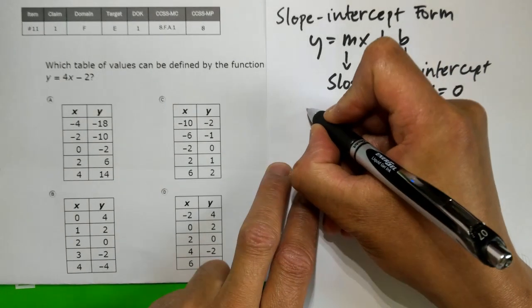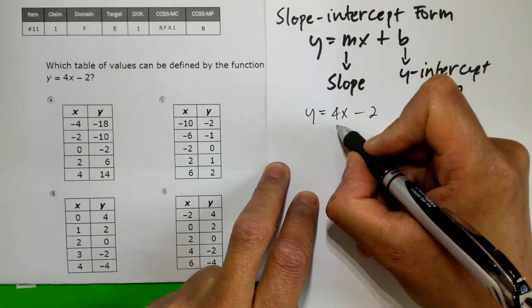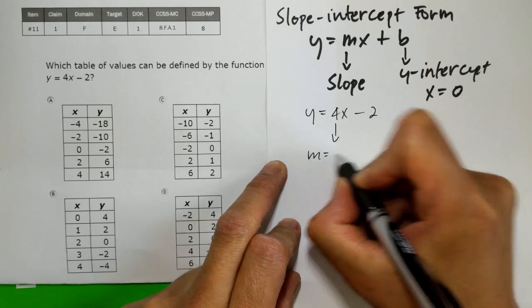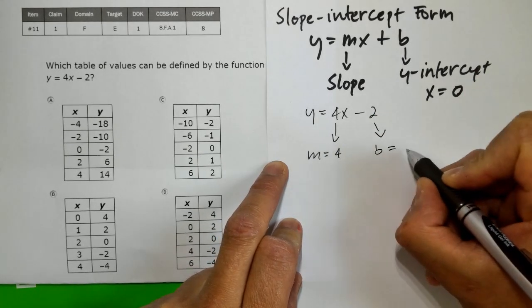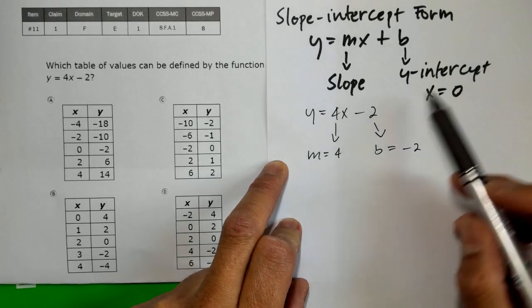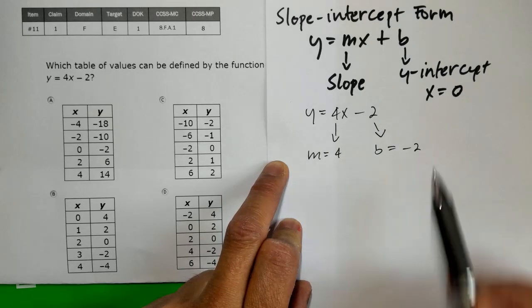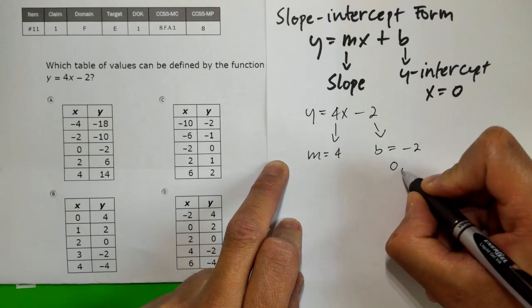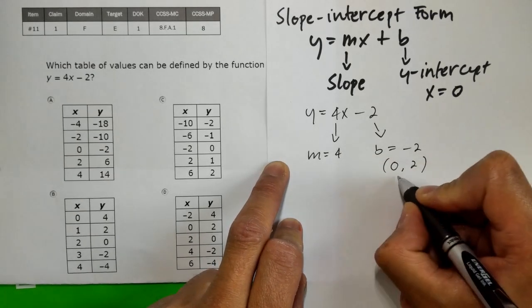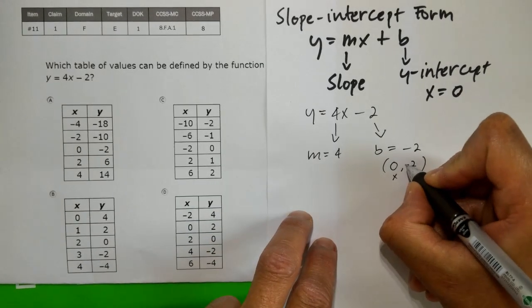So let's check it. y equal to 4x minus 2. Given this equation, the value of the slope is equal to 4, and the y-intercept, or the b, is equal to negative 2. Now remember, when we say y-intercept, the value of x is equal to 0. So if b is negative 2, the coordinate of the y-intercept is (0, negative 2). So this will be your x, this will be your y. Now let's look at the table to see if we can find this ordered pair, (0, negative 2).